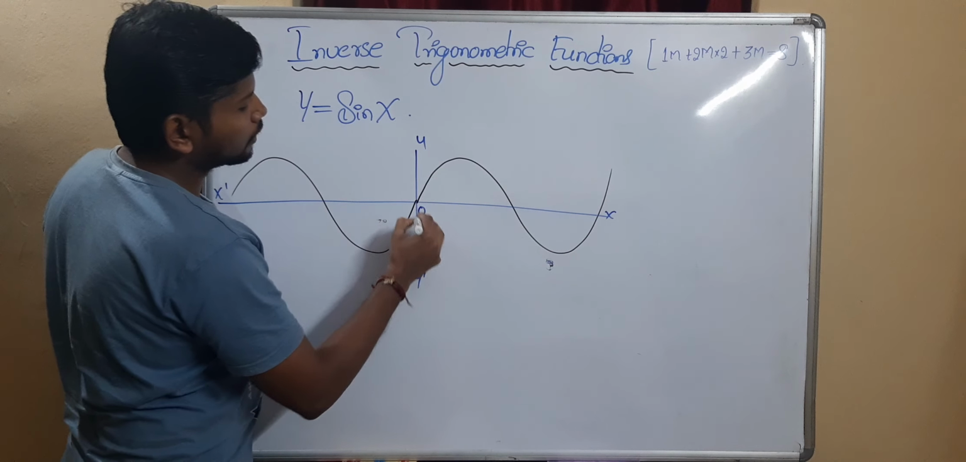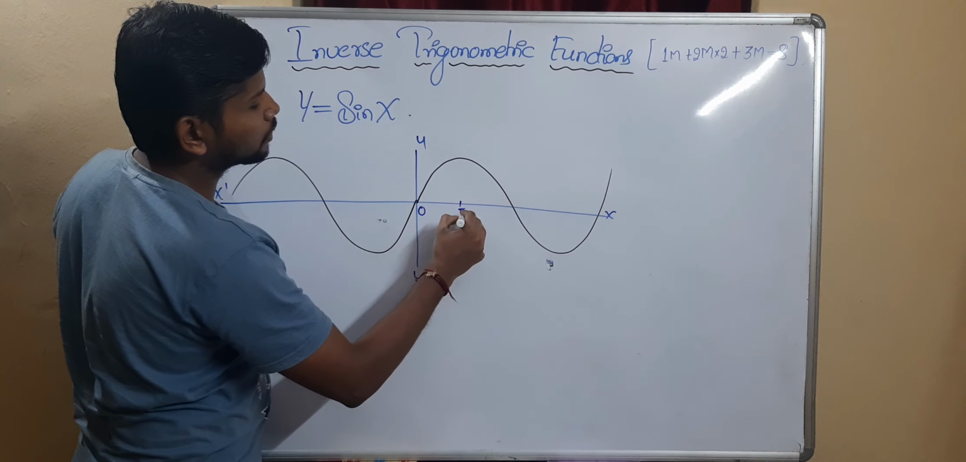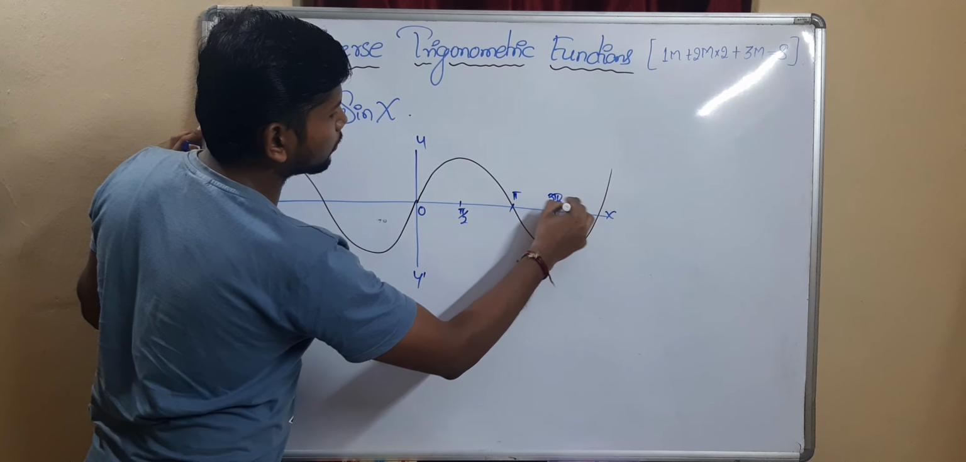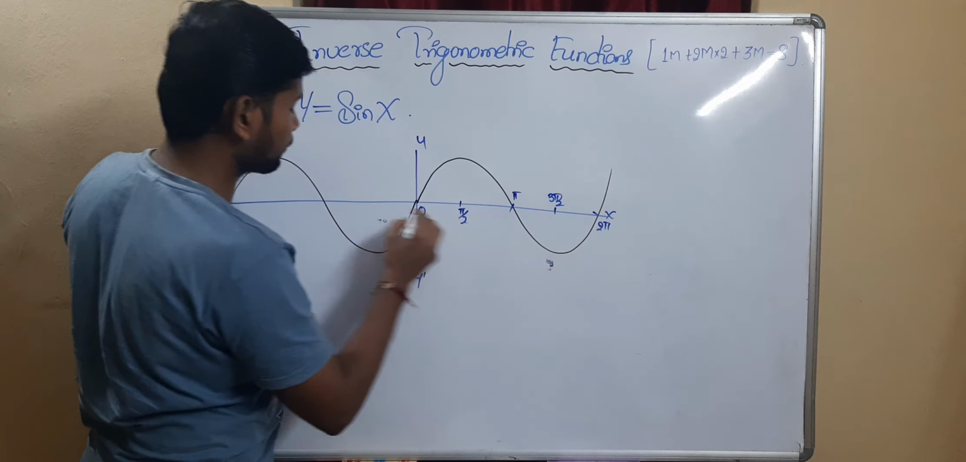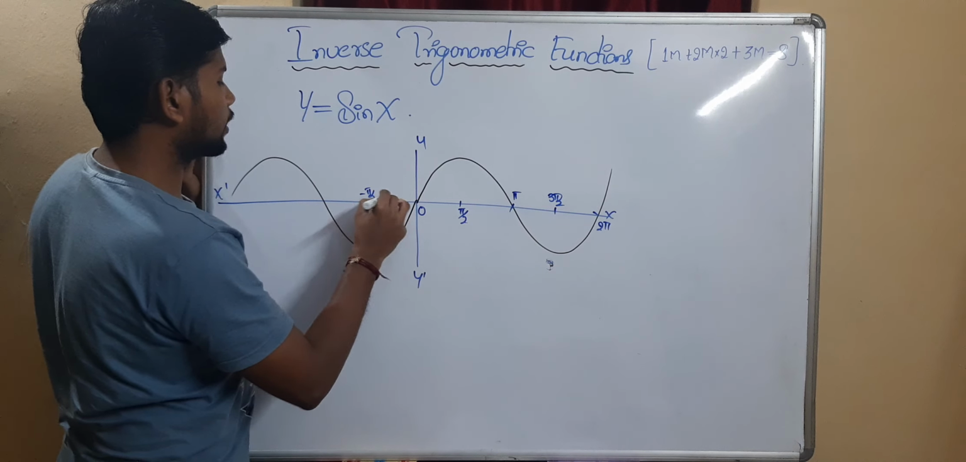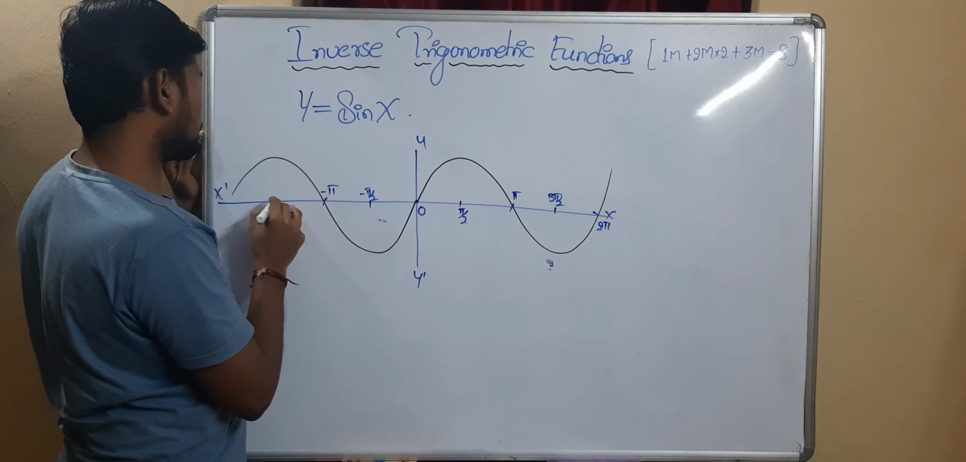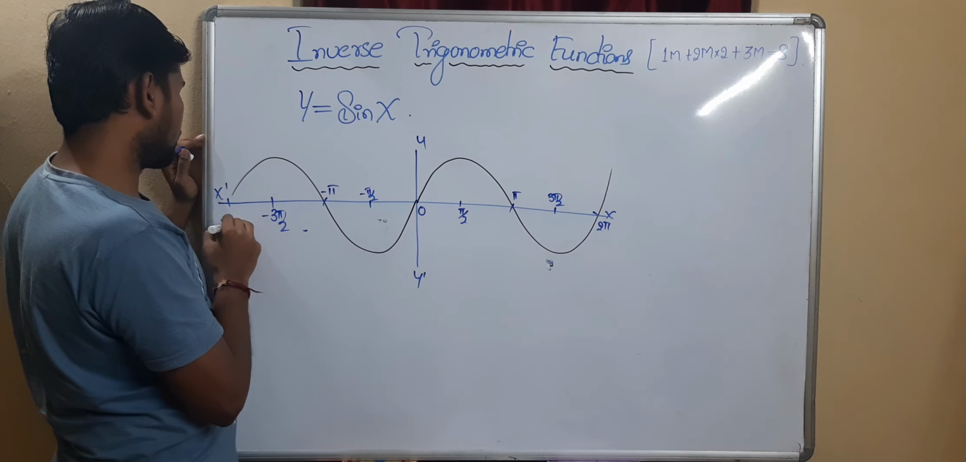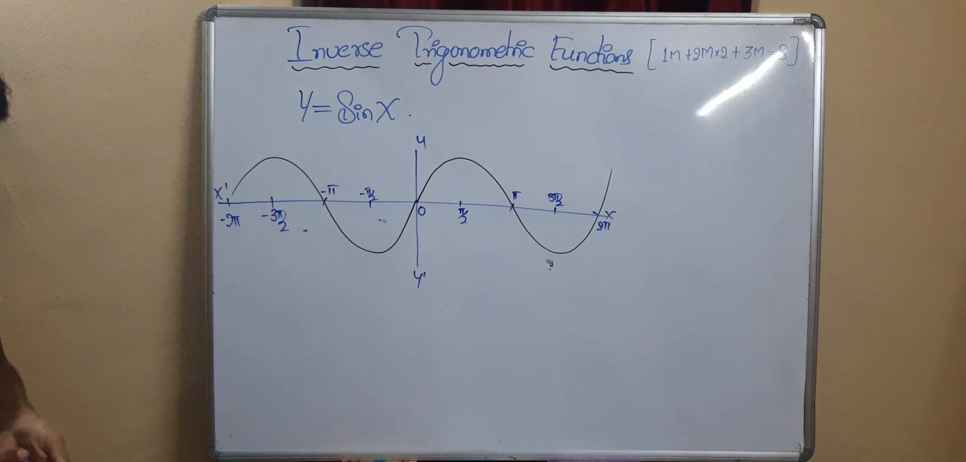Okay. It will be pi by 2. It is pi. It is 3 pi by 2. It is 2 pi. It is minus pi by 2. It is minus pi. Minus 3 pi by 2. It is minus 2 pi. Okay. This is the graph.